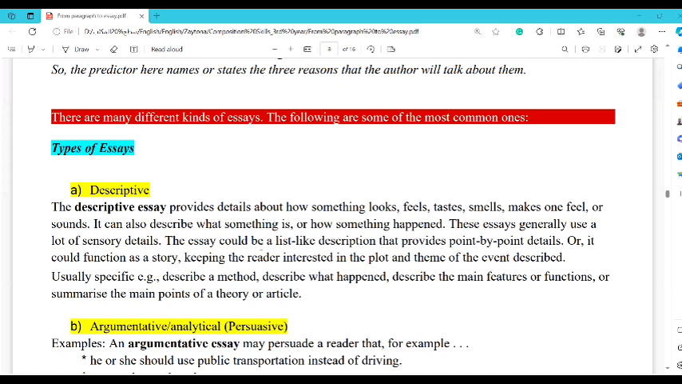For example, is he generous? Is he a reliable person? Is he easygoing? Is he intelligent? Is he nice? Is he kind? All of these are inside qualities. I will write this word, qualities. Qualities means characteristics.